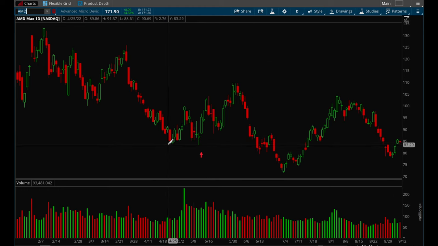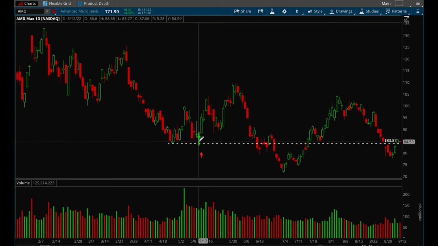So the low was at 83.87, and the low on this candle was 83.27. So you're risking like 60 cents here. But yeah, that's a good example.